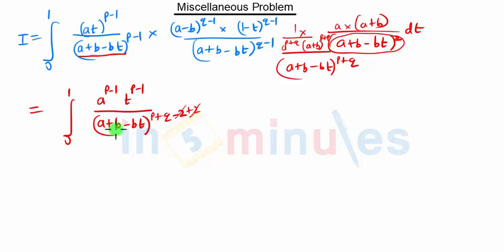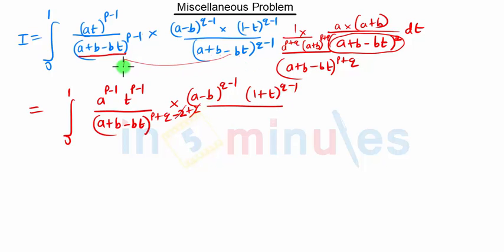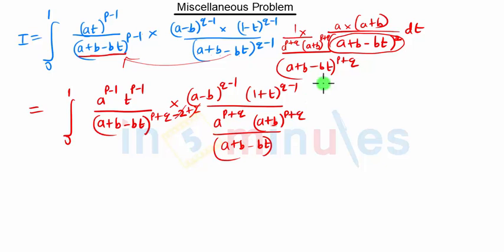So here we have a plus b minus bt the whole raised to p plus q, and this term, that is a minus b the whole raised to q minus 1 into 1 minus t the whole raised to q minus 1, upon this term, is combined with this term. Then we have a raised to p plus q, a plus b the whole raised to p plus q, and in the denominator we have this term, that is a plus b minus bt the whole raised to p plus q into a plus b dt. Now if you see, we can cancel this term, that is the whole raised to p plus q and the whole raised to p plus q. Here it is not a minus b, here it is a plus b.